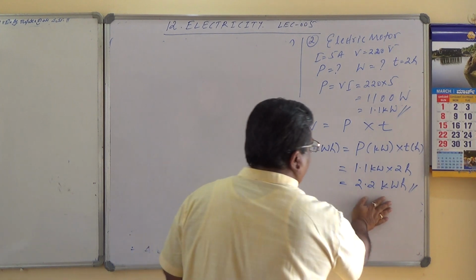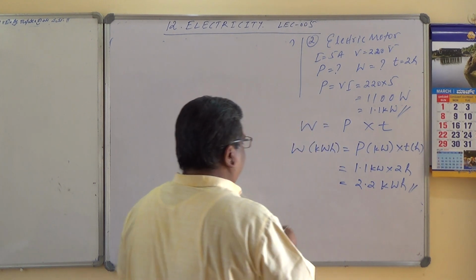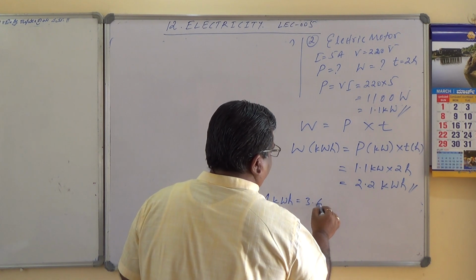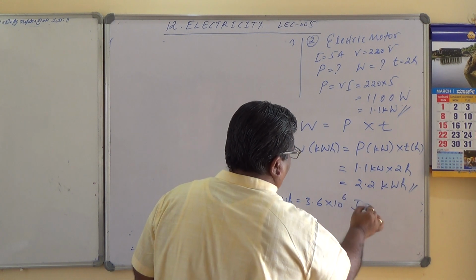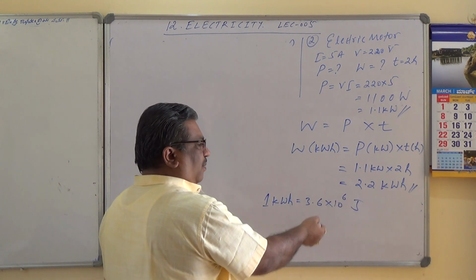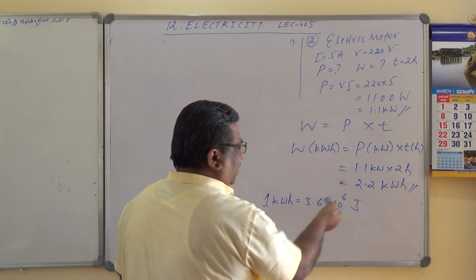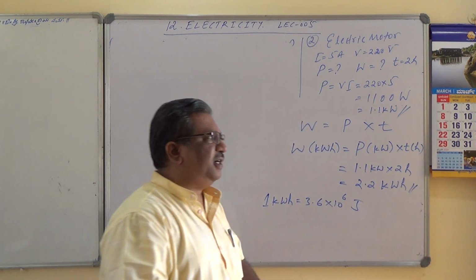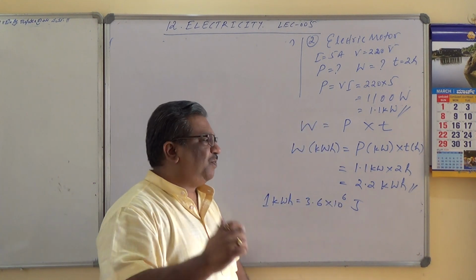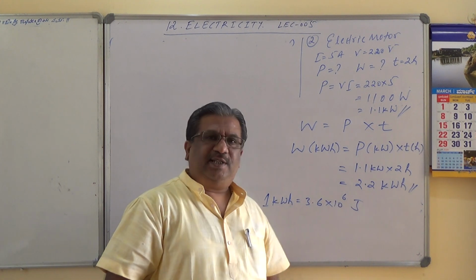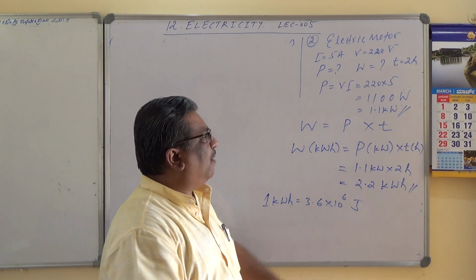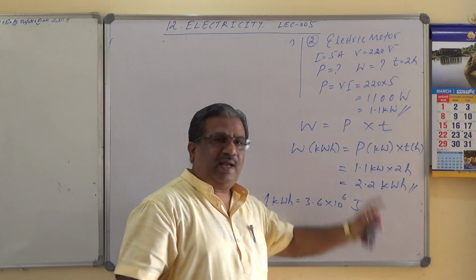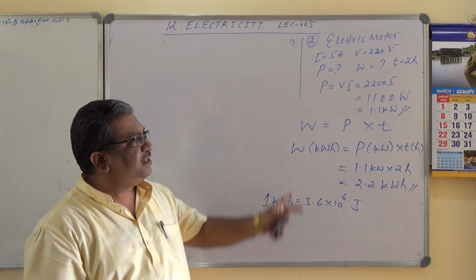How do you convert it into joules? You know already the relationship between joules and kWh. 1 kWh equals 3.6 into 10 to the power 6 joules. So 2.2 kWh is 2.2 into 3.6 into 10 to the power 6 joules. But this is enough energy. Unless otherwise specified, I can directly write the energy consumption in terms of kWh, because power I can calculate in watt, convert it to kilowatt, and time is given in hours, so definitely I can write 2.2 kWh. So this ends the in-text questions.